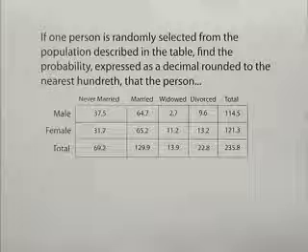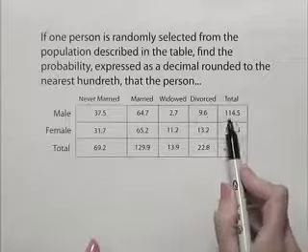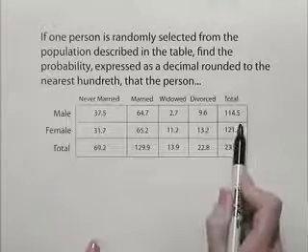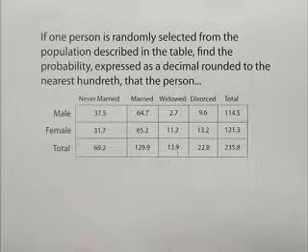Well, let's look back at the chart. What we have are columns for never married, married, widowed, divorced. We have a column at the end for the total. Then we have a row for the number of males in each category, the number of females in each category, and then the totals along the bottom.